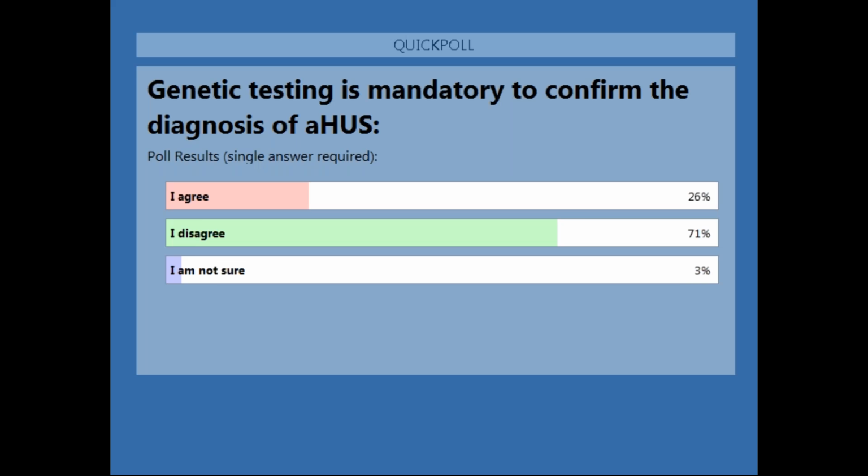Right, more than 70% of participants disagree, and others agree or are not sure. And you are right, the majority of you, because the finding of no mutations in complement proteins does not rule out aHUS. Approximately one third to a half of individuals with aHUS don't have complement mutations. And this makes this field very complex.